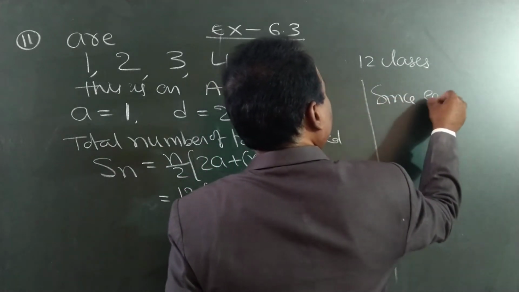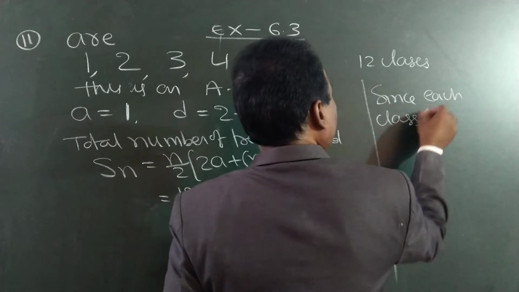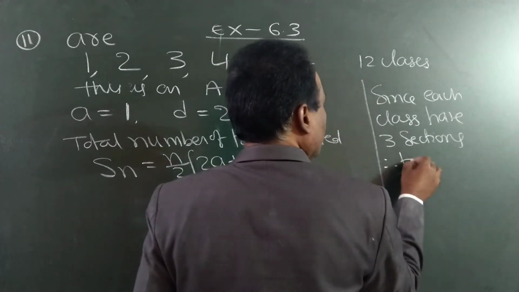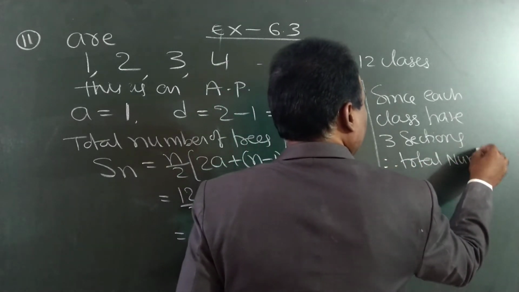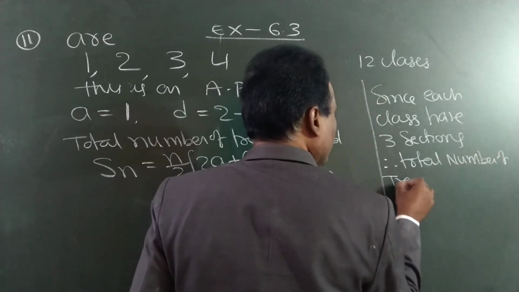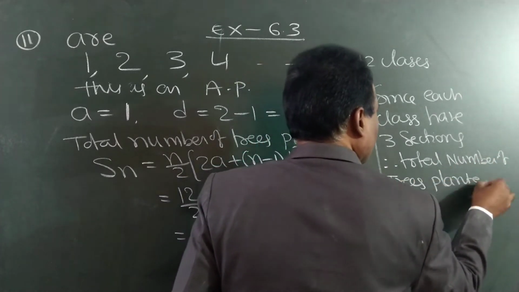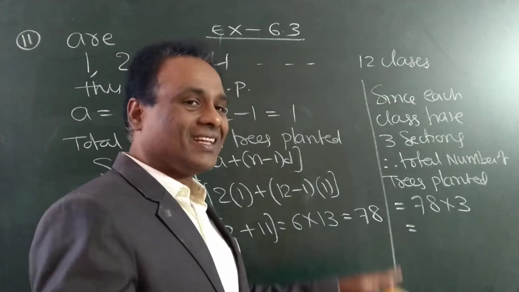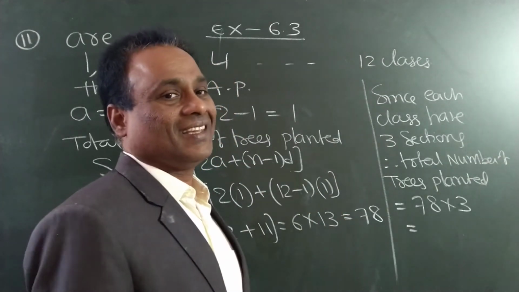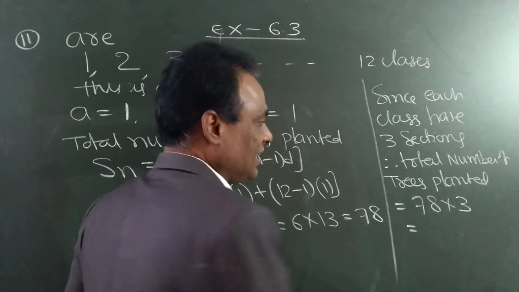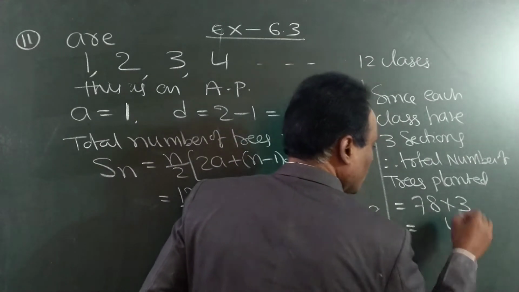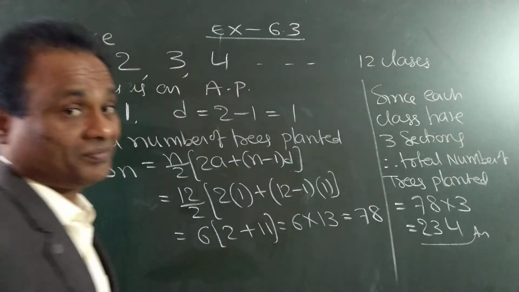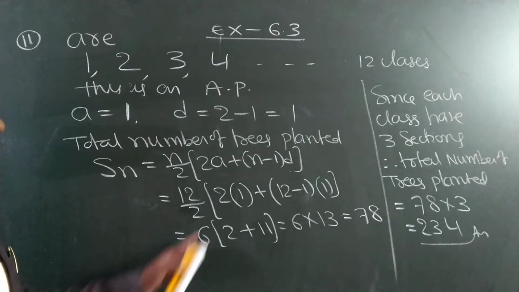Since each class has 3 sections, therefore total number of trees planted is equal to 78 into 3, because one section means 78. Each class has 3 sections, so into 3. 3 8s are 24, 3 7s are 21, 234. Answer: number of trees planted by the total class is 234.